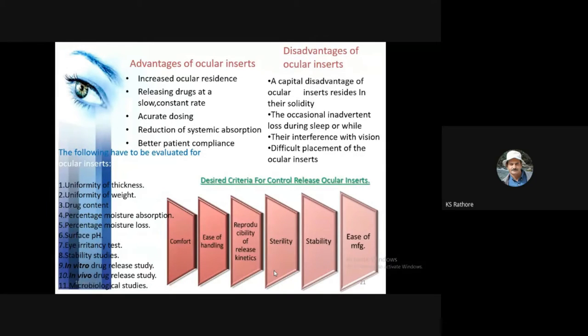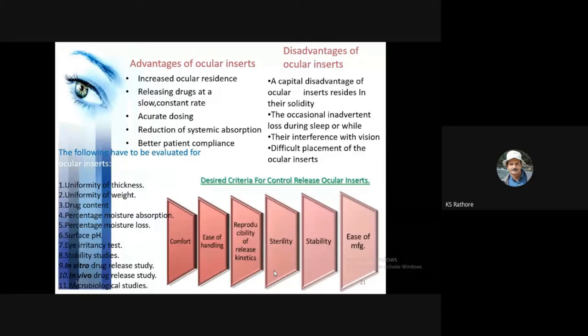Not for all, but certain kinds of inserts cause vision loss. But nowadays certain versions are available which do not cause visual problems, so we can use these inserts without vision problems. This is the general disadvantage, along with difficult placement of the ocular insert. It is difficult to place the insert into the eye, so a skilled person is required for that.